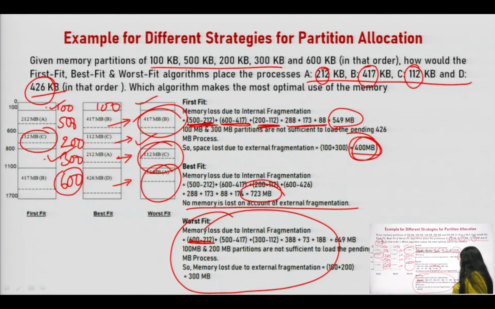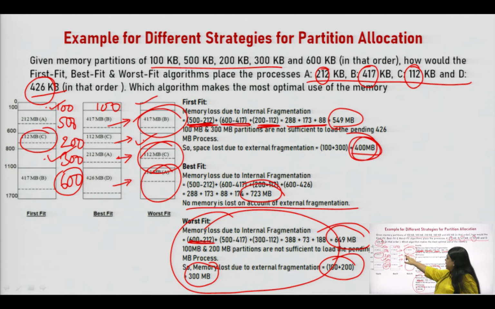Over here you can see that the internal fragmentation has been calculated, and because there are pending processes and this 100 KB and 200 KB memory is left over, it acts as your external fragmentation.